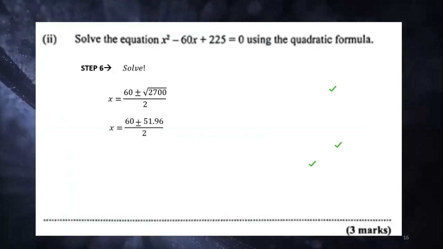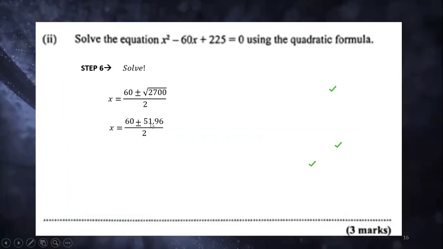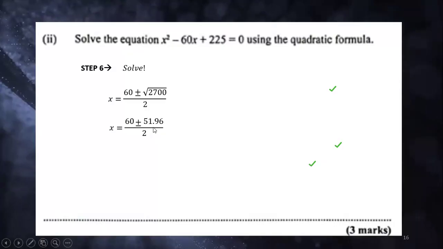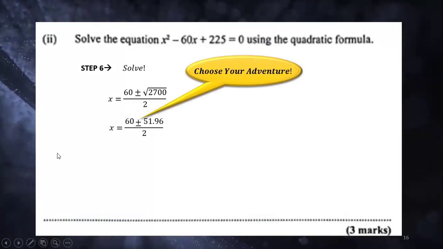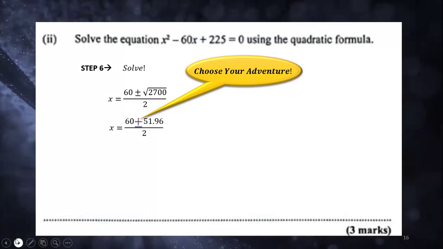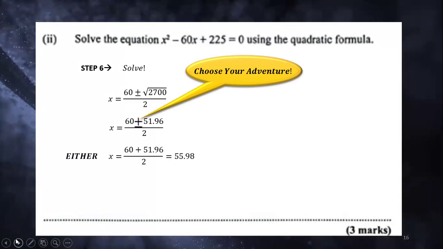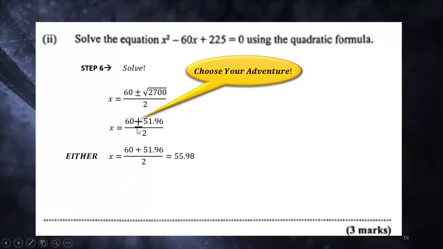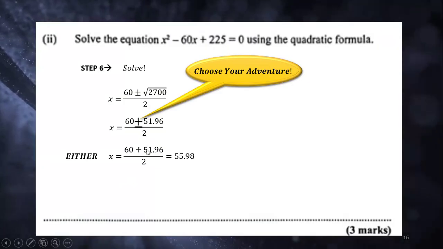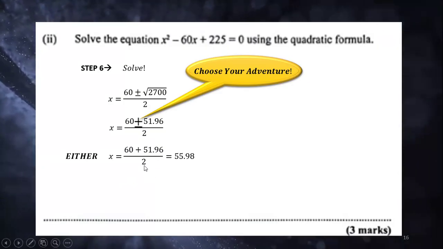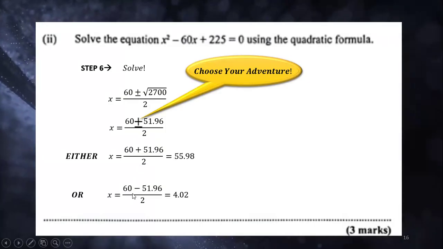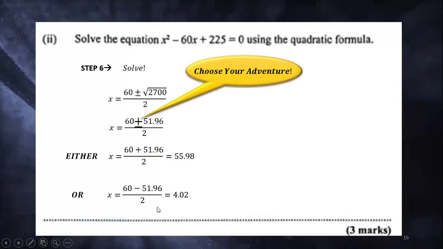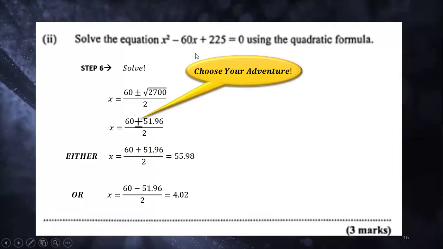we are going to get the square root of the 2700. That will be 51.96. And at this point, let's choose our adventure. Which one do you want to do first? Plus or minus? Right? So in this case, we choose the plus first. Right? So it's going to be 60 plus 51.96 divided by 2, which gives me 55.98. And then it's going to be 60 take away 51.96 divided by 2, which gives me 4.02.